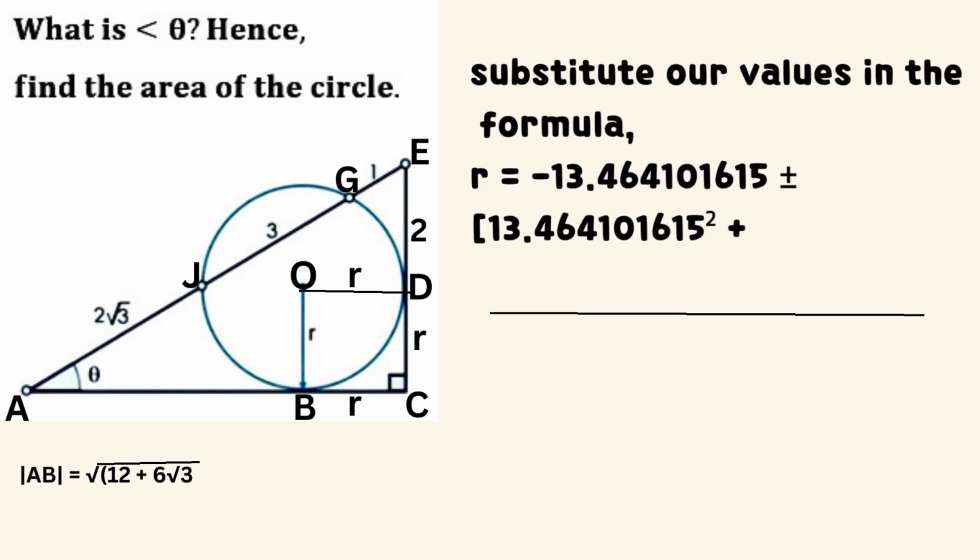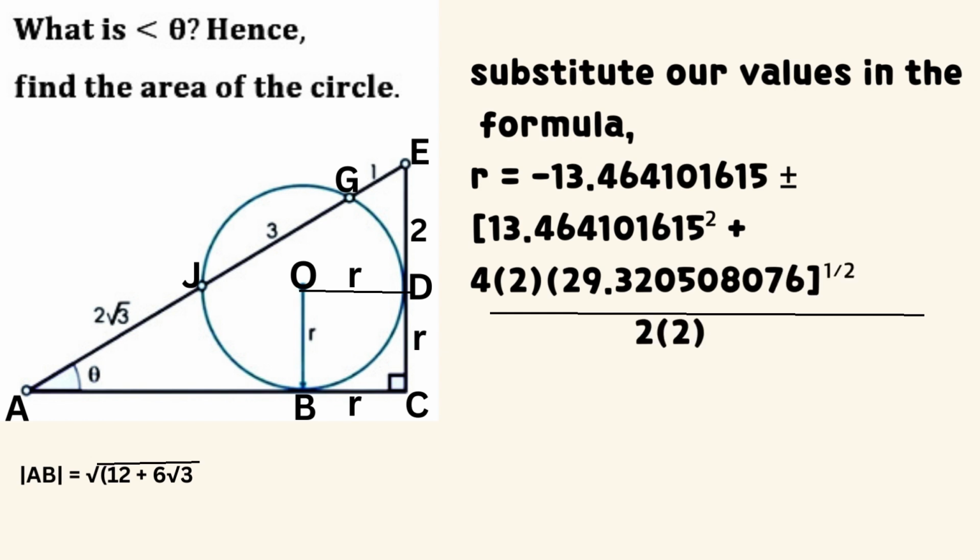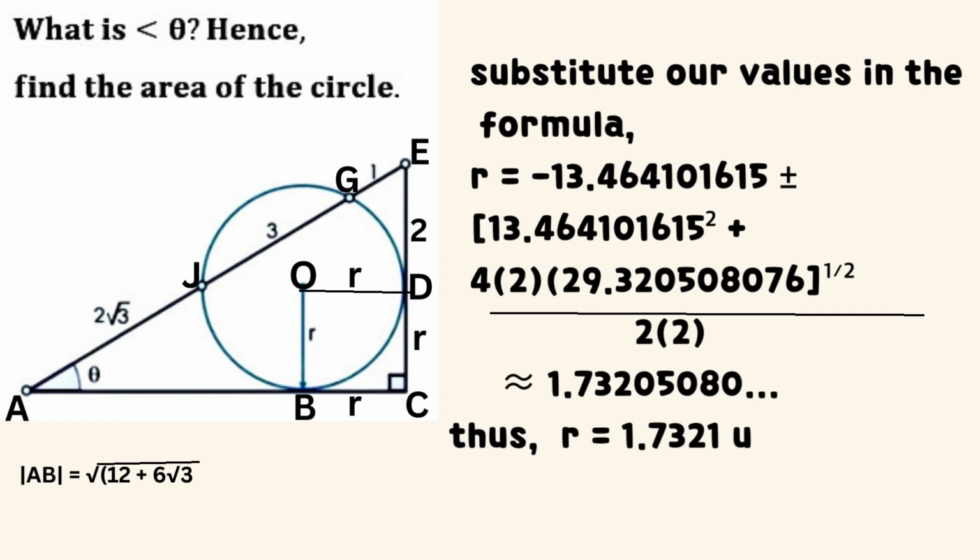Substitute our values in the formula and we obtain a numerical equation for the value of R as shown on the screen. Simplify it and we have that R is approximately equal to 1.73205080. Hence, R equals 1.7321 units to 4 decimal places.